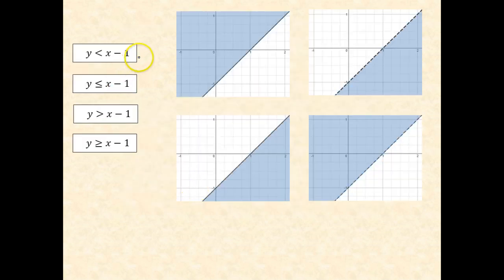Now let's see if we can match the linear inequality to its graph. This one is y less than x minus 1. And if you notice, they all have y on the left side and they all have x minus 1 on the right side. So all we really need to look at is the inequality sign. So y is less than. We're going to be shaded below because it's y less than, and it'll be a dashed line. So this one is shaded below with a dashed line.